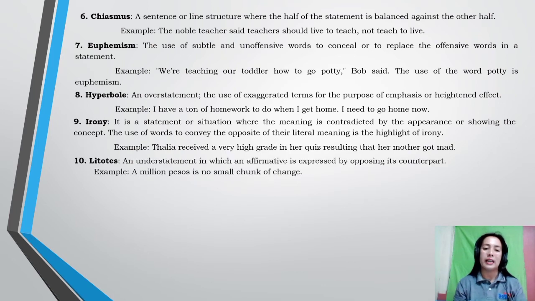Okay, number 10. Litotes. An understatement in which an affirmative is expressed by opposing its counterpart. Example, 1,000,000 pesos is no small chunk of change. Okay. 1,000,000 pesos is no small chunk of change. So, gina-understatement niya. Nga 1,000,000 pesos ko, no, inang maka-create sa dako, kay no small chunk of change. So, maka-create siya sa dako.